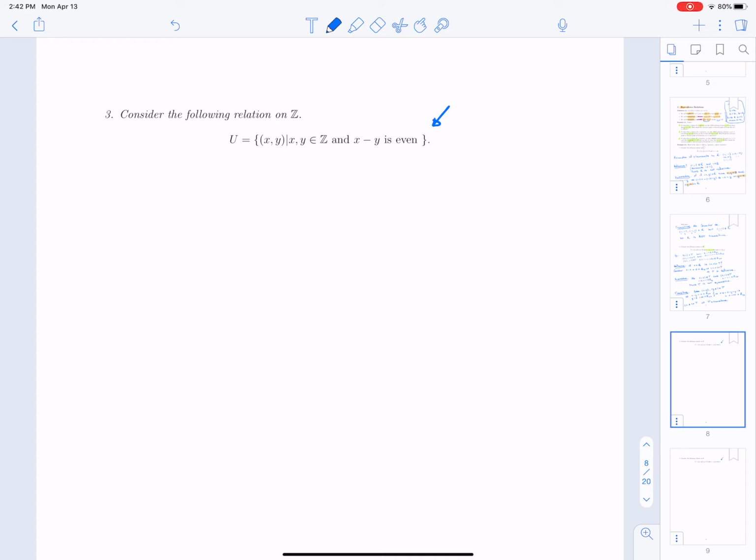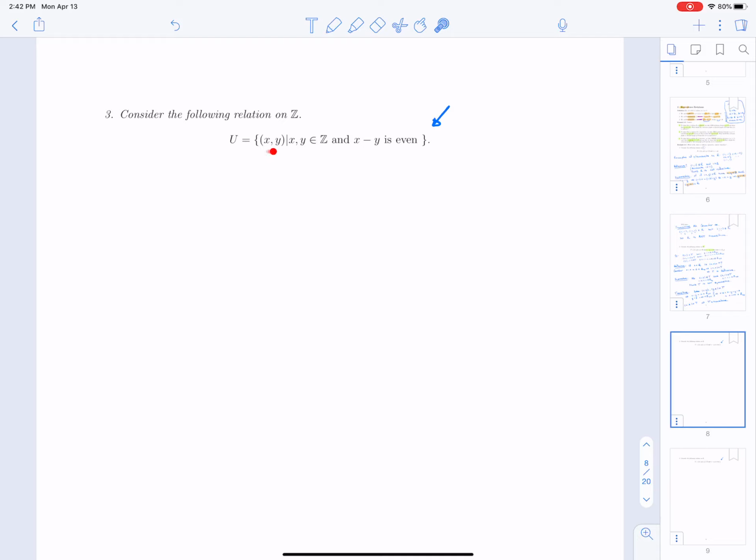Okay, so this is where we left off on Monday's lecture, so I thought I'd run through this argument for those of you who want to see it ahead of time. So here we're going to consider the following relation on the integers. Our objects are integers, so x and y are going to be integers. That's what this says here.